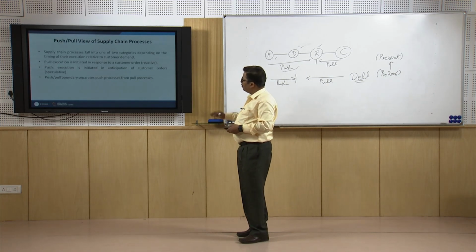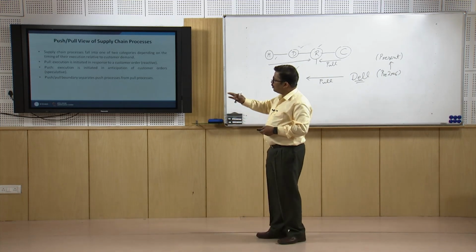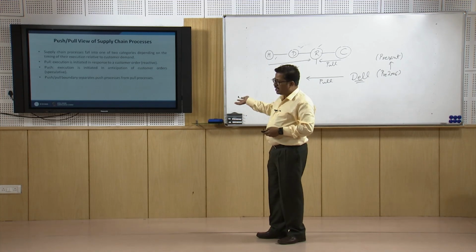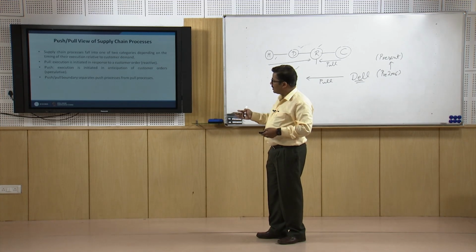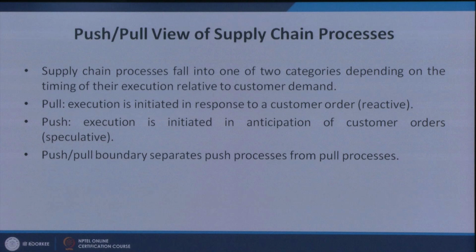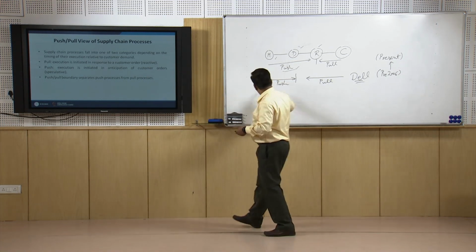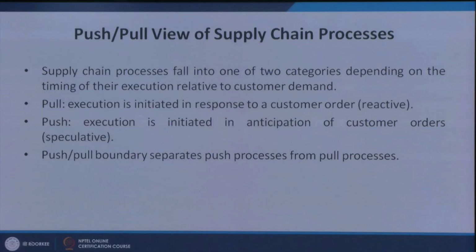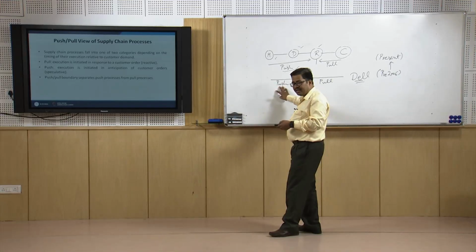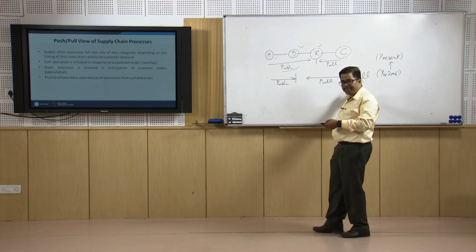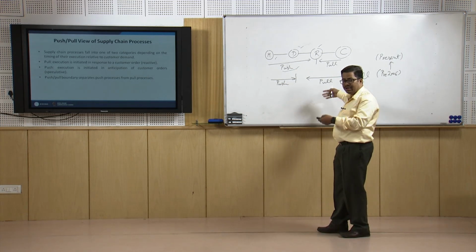So, as I told you, the pull view is reactive and the push view is in anticipation, it is speculative, and the boundary of push and pull separates the push processes from the pull processes. So, we have seen the role of the boundary: before this the processes are in anticipation, and after this the processes are in reaction to the order of the customer.